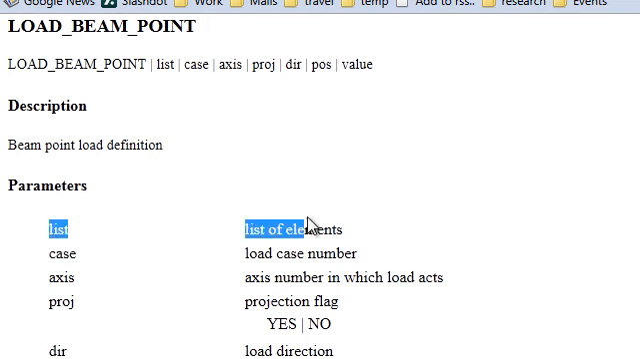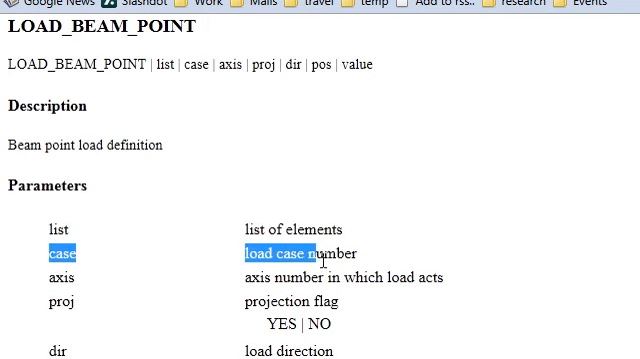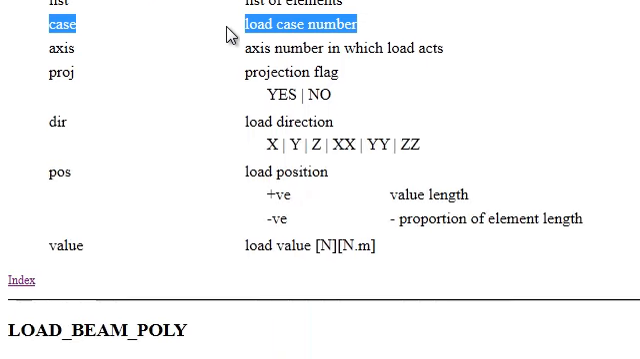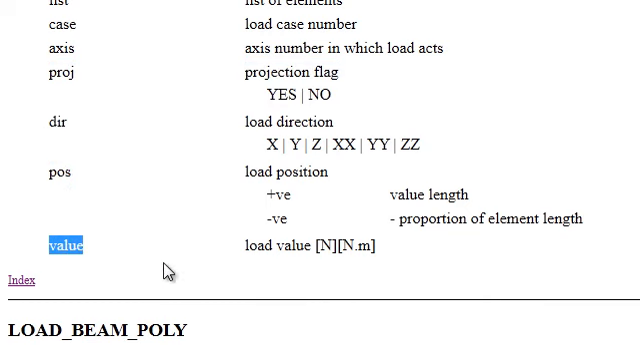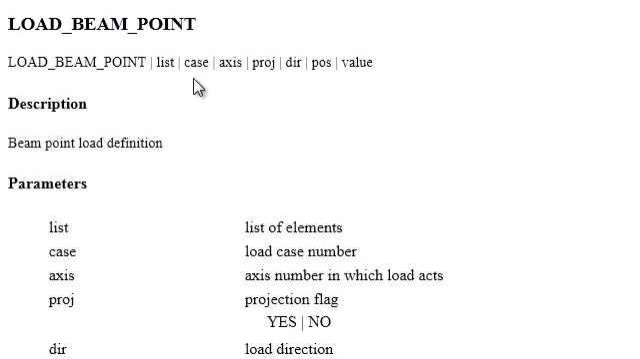It takes a list of elements, the load case that the load pertains to, the axis along which the loading is to be applied, whether it references the global axis or a user-defined axis, whether the load is projected or not, and the position of the load and its value, position along the element. So that's what the GWA syntax for LOAD_BEAM_POINT looks like.